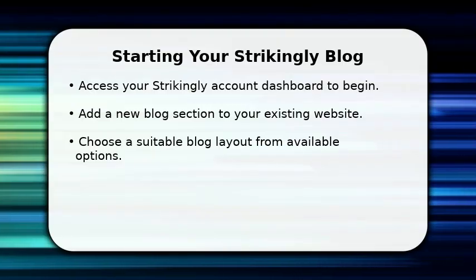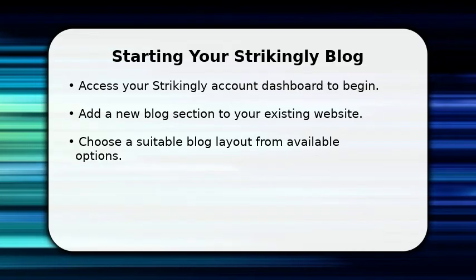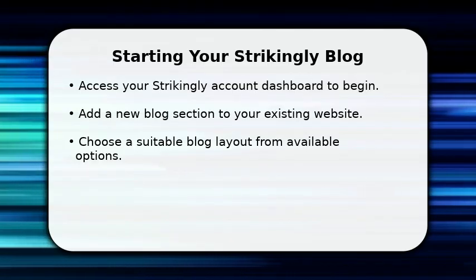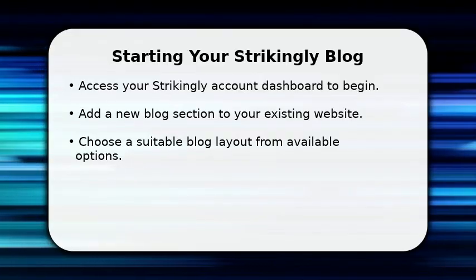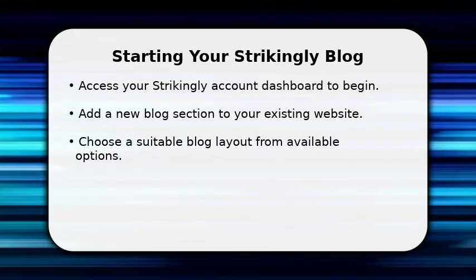In this video, I will explain how to create a blog in Strikingly. First, log into your Strikingly account and navigate to your site editor. From there, you will easily find the option to add a new section. Select Blog from the available section types to integrate it into your website. Then, pick a design that best fits your brand's aesthetic. This initial setup is quick, usually taking less than 5 minutes.